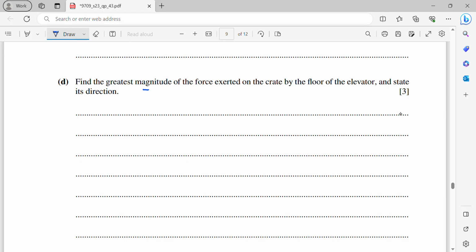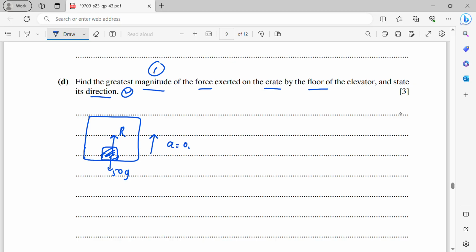D. Find the greatest magnitude of force exerted on the crate by the floor of the elevator. State the direction. So first is magnitude, second is direction. So when you refer to the elevator, when you refer to the crate itself, right? So here we will have the R, normal reaction, and then this is the 50g because we have found the m just now. And now we know that the a is 0.4. Okay, because it's mentioned the greatest magnitude, or the greatest force, I would say, will happen when the elevator is accelerating.